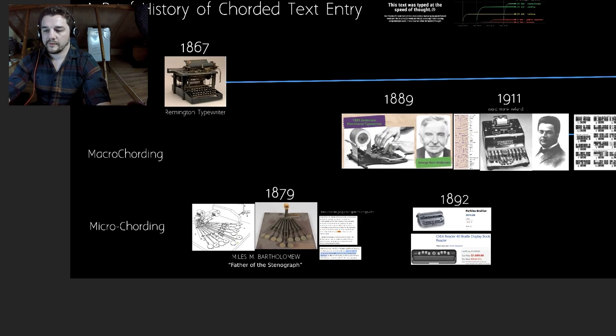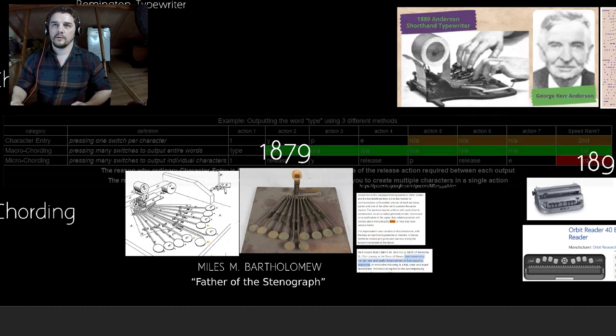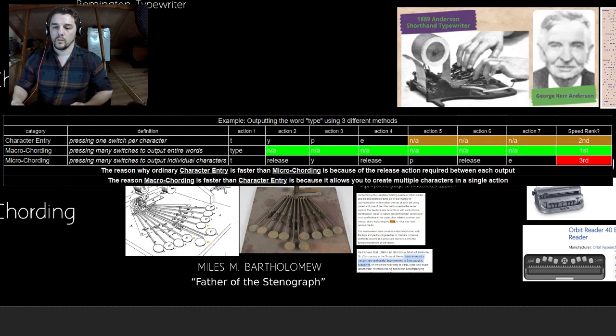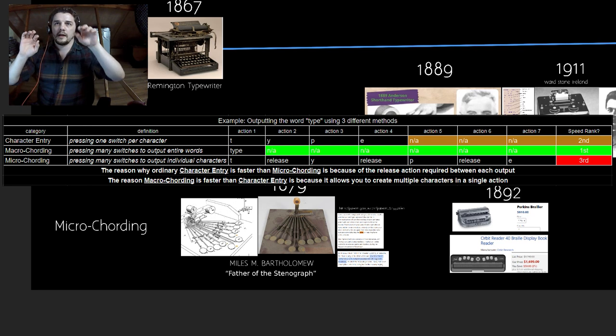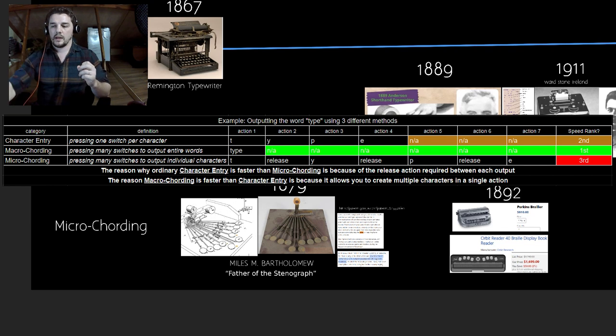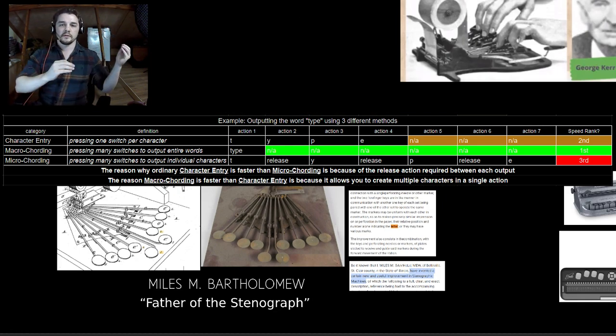The typewriter is faster than this stenograph because whenever you type a word, let's say I'm typing type, T-Y-P-E. Whenever I hit the E key, if I'm typing really fast, the T key is probably still pressed. So it's like a burst fire. And when you're doing a microchording entry, the difference is that it requires you to release all keys before you move on to the next letter.